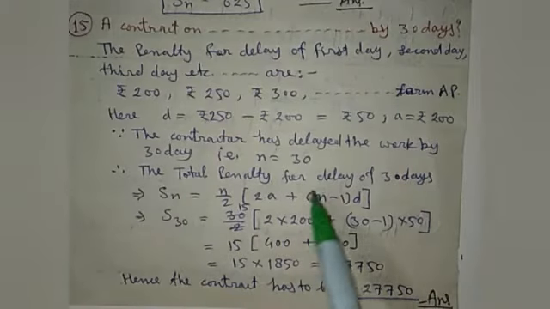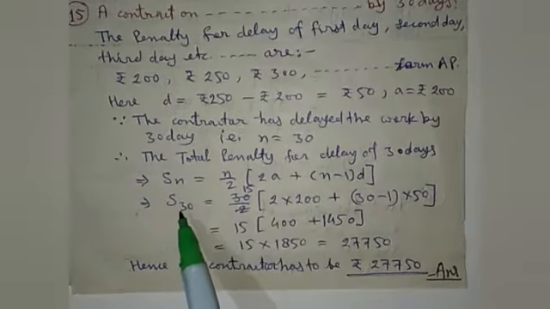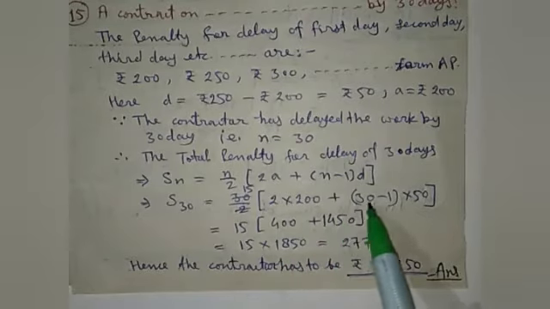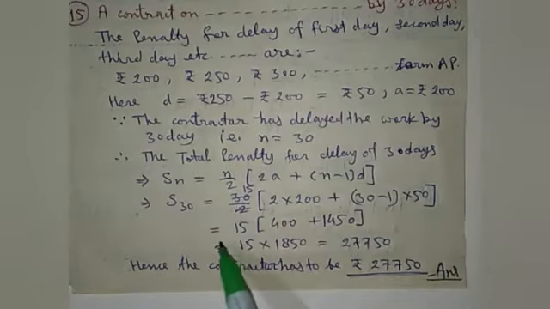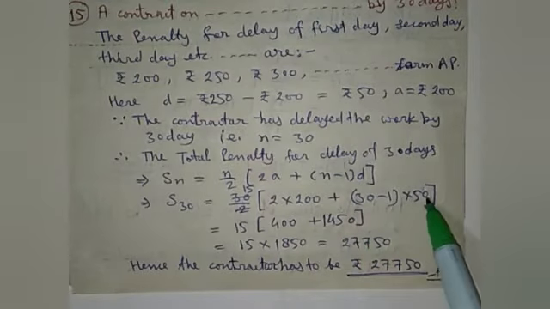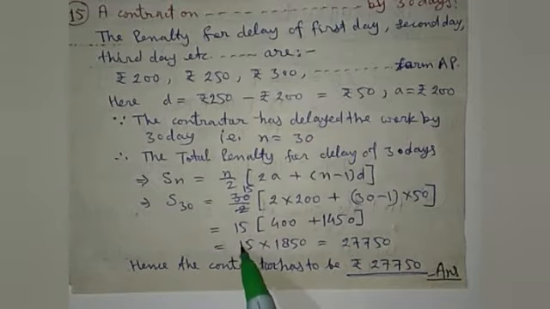So the total penalty for delay of 30 days is equal to, here S30 is equal to 30 divided by 2 into bracket 2 into 200 plus 30 minus 1 into 50. It is equal to 15 into 400 plus here 29 into 50 equal to 1450. So it is equal to 15 into 1850, that is equal to 27,750. Hence the contractor has to pay rupees 27,750.